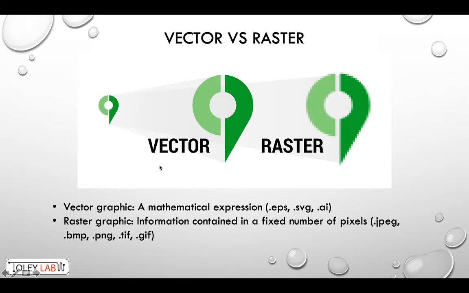So to summarize, a vector graphic is a mathematical expression. Some of the very common file types are .eps. This is probably the most common file extension for a vector graphic, but there's also .svg and .ai. This is the Adobe Illustrator format. The raster graphics is basically all of the other images that we are used to working with. Here information is contained in a fixed number of pixels, and these are the JPEGs, bitmaps, PNGs, TIFFs, GIFs. All the images that you've generally heard of are rasters. So with that, let's actually go to Illustrator.